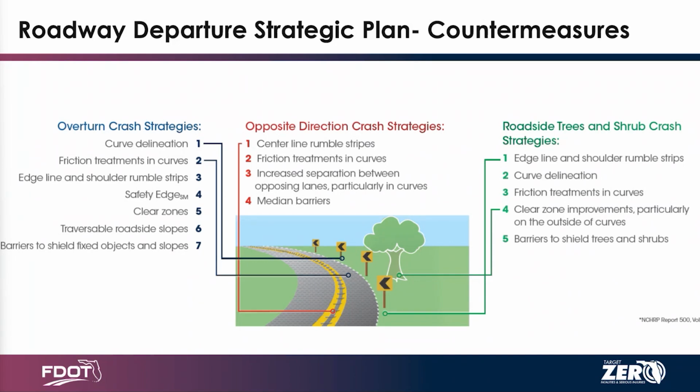And then roadside trees and shrub crash strategies. We're looking at edge line and shoulder rumble strips, curve delineations, friction treatments, clear zones, and barriers to shield from those fixed objects.